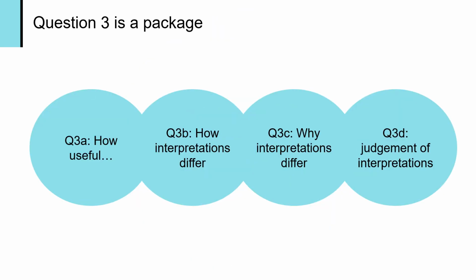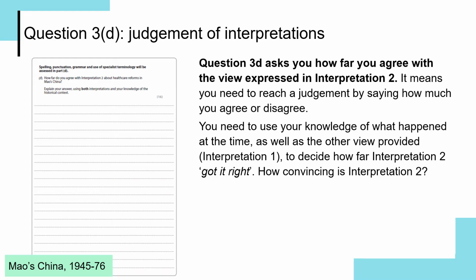The four parts of question 3 are a package and they address the same specified inquiry. You will have already identified that there are two valid interpretations, two sources, and now in question 3d, the culmination of the inquiry, you are being asked how convincing you find interpretation 2. Question 3d asks you to make a judgment about how far you agree with the view expressed in interpretation 2. You need to use your knowledge of what happened at the time, as well as the other view provided, interpretation 1, to decide how far they got it right.